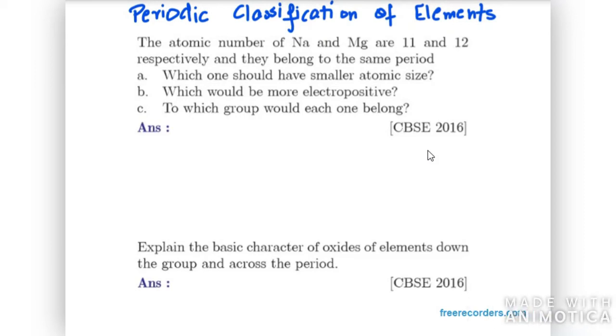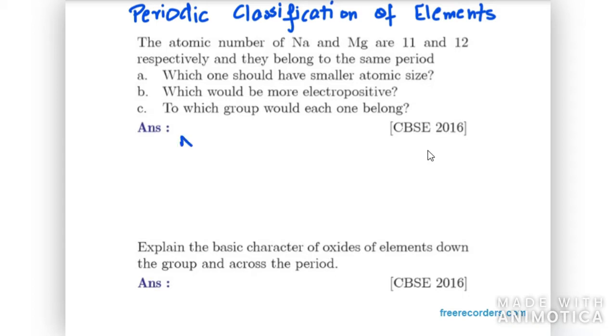All, let's start with chapter number 5, periodic classification of elements. So today I would be covering 3 marks questions of it. Question 1 says the atomic number of sodium and magnesium are 11 and 12 respectively, and they belong to the same period. Which one should have smaller atomic size?